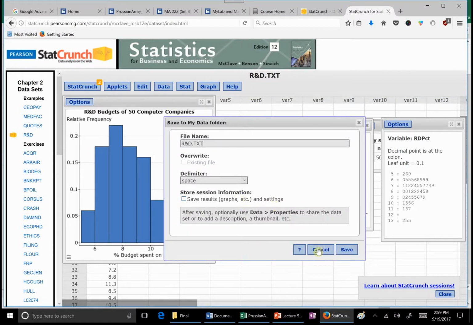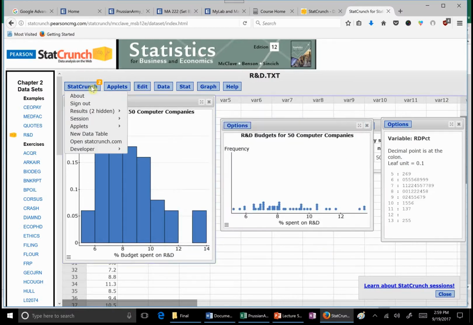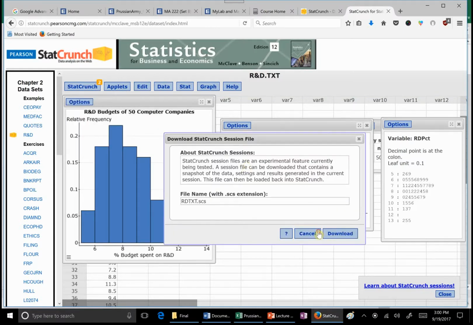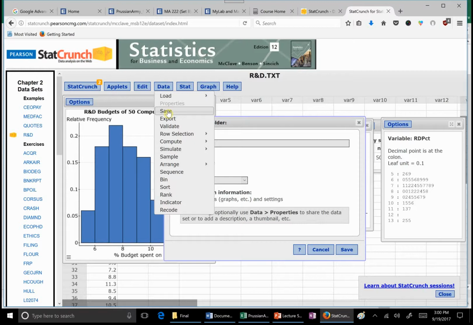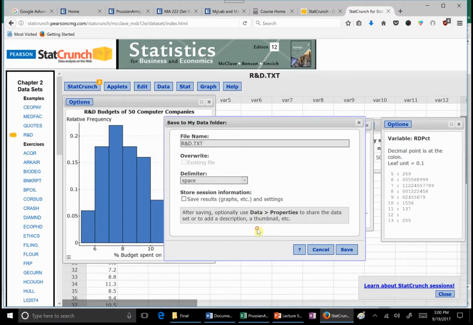Hold on a second. I don't want to do that. What did I do? I think I want to download the session. Give me one second. It is data. Save. I don't think it will let me save it as my data. That's okay, let's just go ahead and save it. No, it is saved to my data folder. I was doing it the right way. So go to save to my data, and do that.